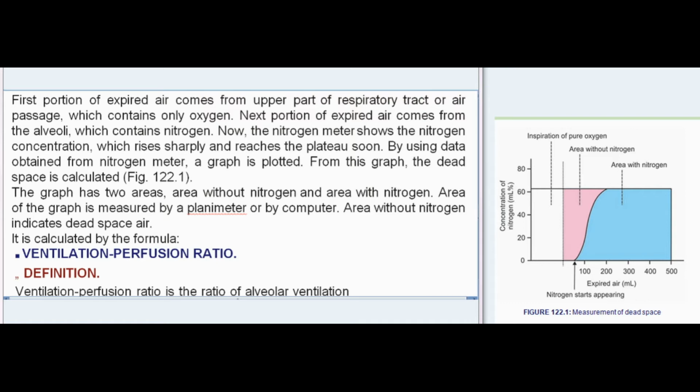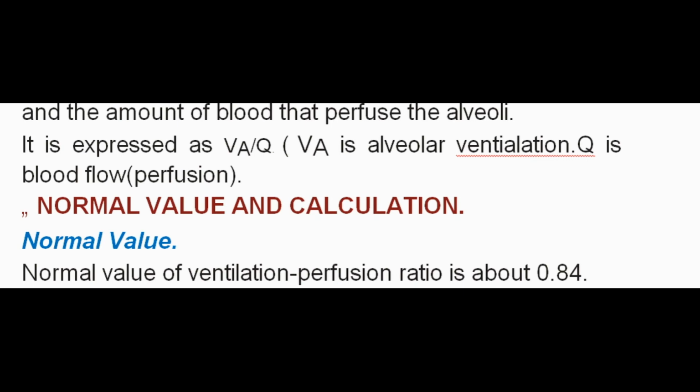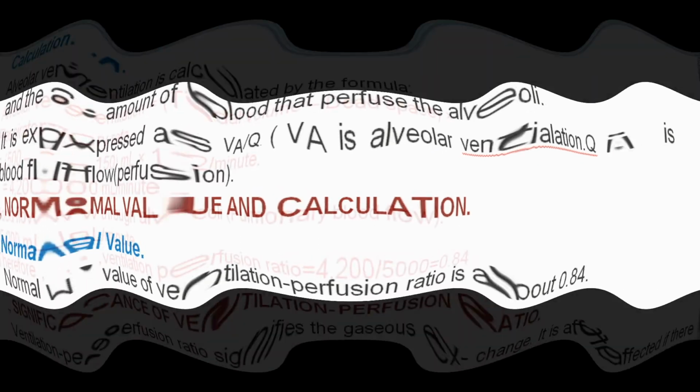Ventilation-perfusion ratio. Definition: ventilation-perfusion ratio is the ratio of alveolar ventilation and the amount of blood that perfuses the alveoli. It is expressed as VA/Q, where VA is alveolar ventilation and Q is blood flow, perfusion. Normal value and calculation. Normal value of ventilation-perfusion ratio is about 0.84.